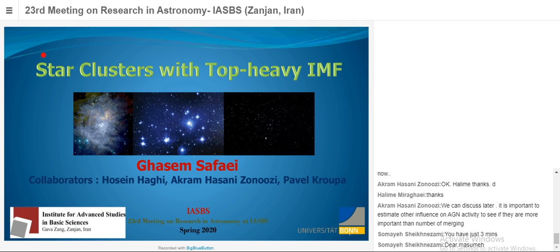Without considering the residual gas expulsion, Baumgardt and Makino in 2003 showed that the lifetime of star clusters scales with the relaxation time. In this work, we calculate a grid of models over a wide range of stellar mass to study the effect of top-heavy IMF.